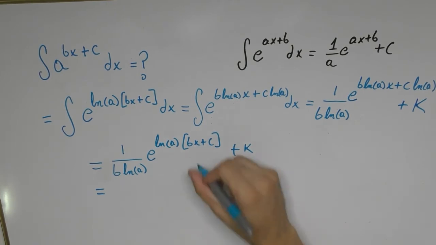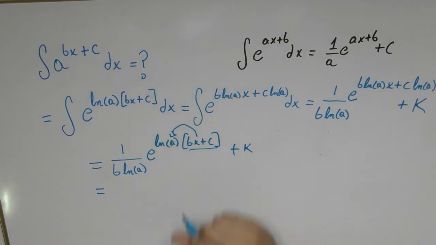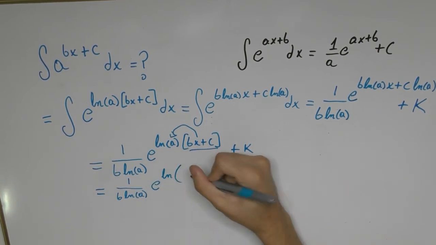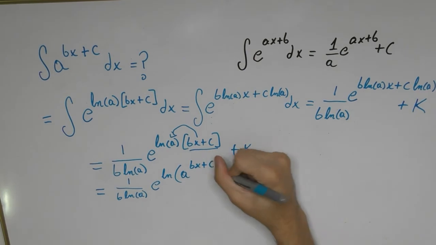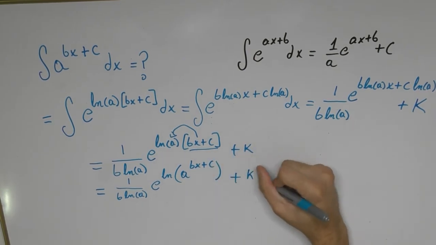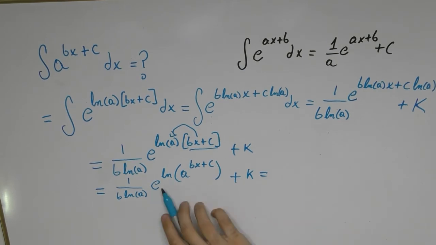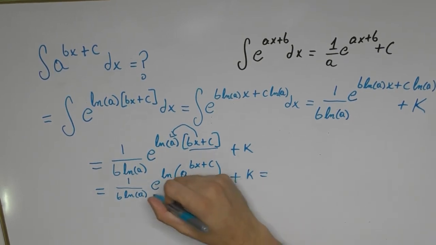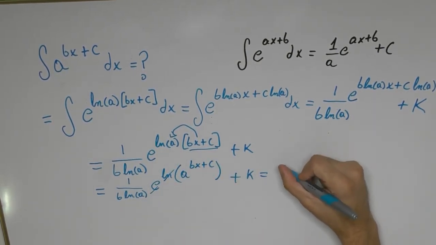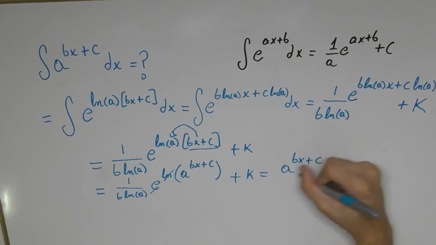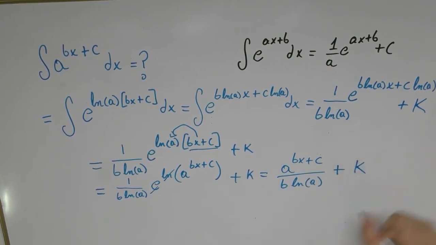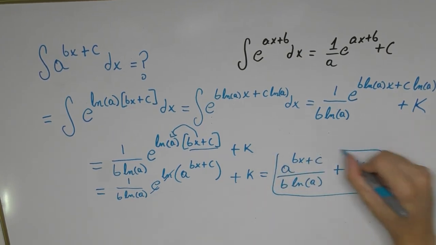And now we're going to bring this coefficient bx plus c as a power inside that argument. So that's going to be 1 over b ln a times e to the natural log of a to the power of bx plus c, plus the constant k. And then finally, we know that since we're raising e to the power of the natural log of the same base, these two cancel out. And we're going to be left with a to the power of bx plus c divided by b ln a, plus the constant k. And that's going to be the final answer.